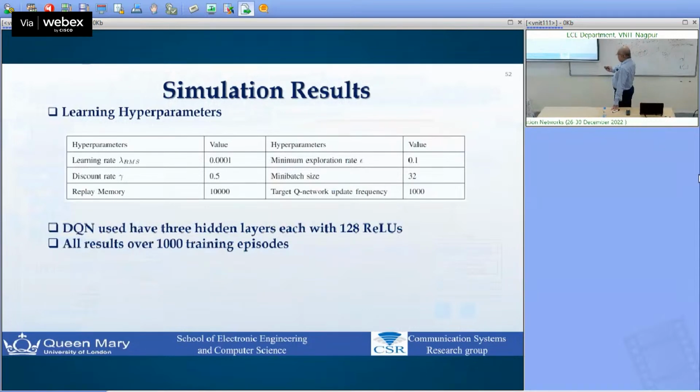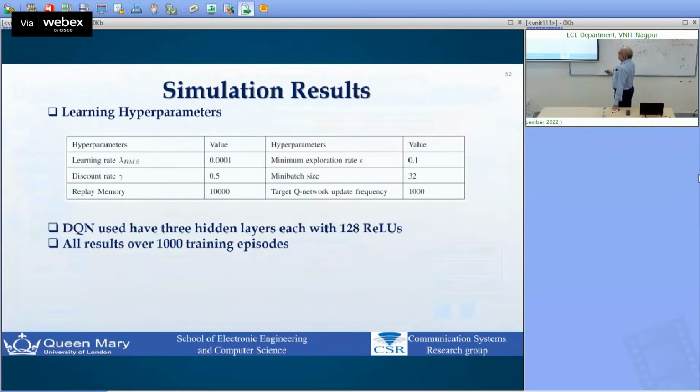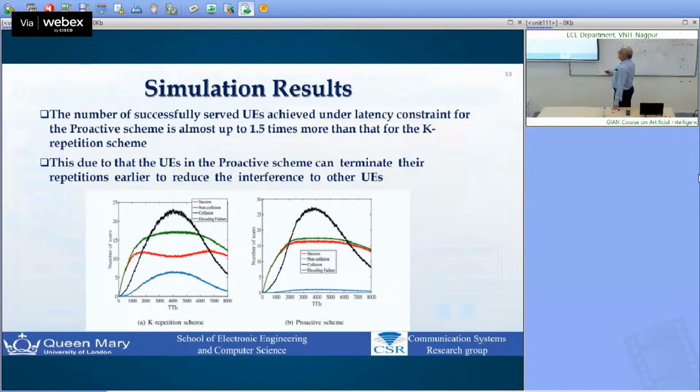So with this one, here the neural network has 128 nodes in each layer, with rectified linear units. So these are the results we got here, for the K repetition factor and the proactive factor.